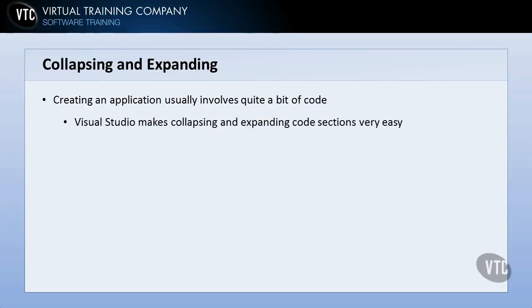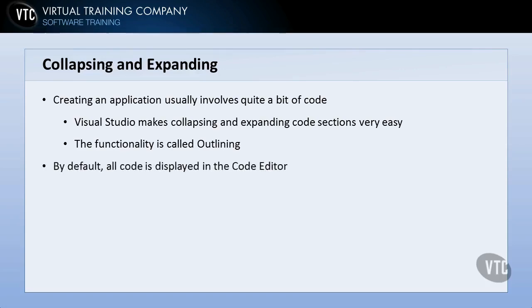Now, Visual Studio makes collapsing and expanding sections of your code very easy. Oddly enough, this functionality is really called outlining. But if you ask, I don't know, 10 different developers what that's called, where you can kind of make the code hide or spread out or whatever, they'll call it collapsing and expanding because that's what you're doing. And in reality, the function's actually officially known as outlining. So with all that out of the way, let's talk about exactly what it does.